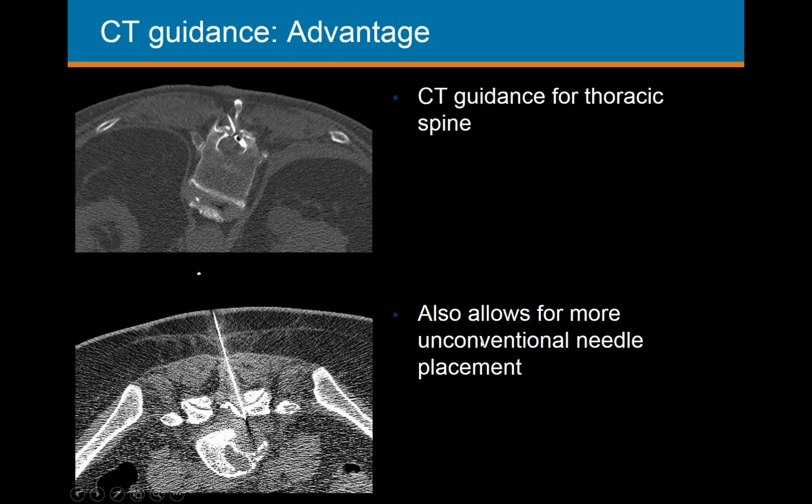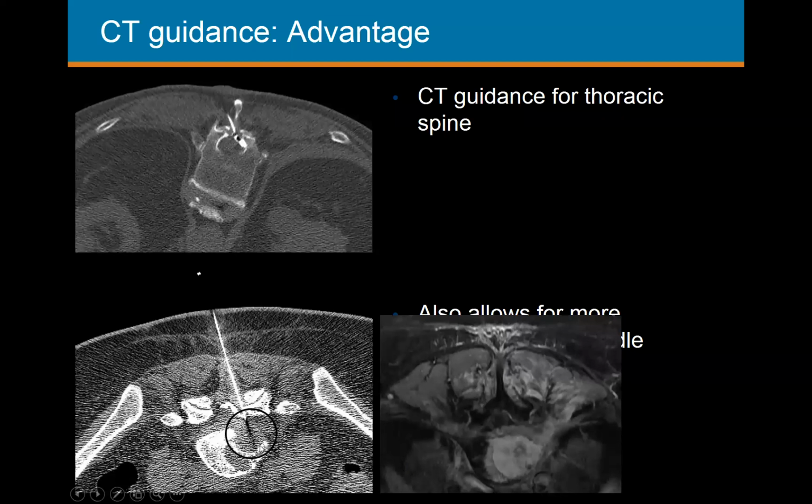But CT also allows for some more unconventional needle placement. So remember, it's still low dose because this is a CT fluoro image, but here's the midline, and you can see there is epidural flow of contrast there, but I've actually come much more to the side and close to the facet joint. And why did I choose to do that?